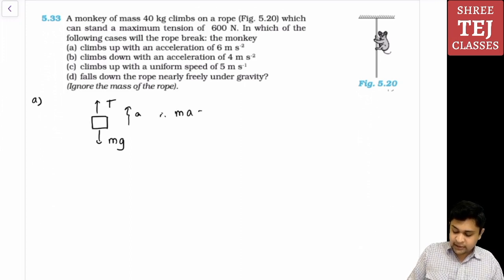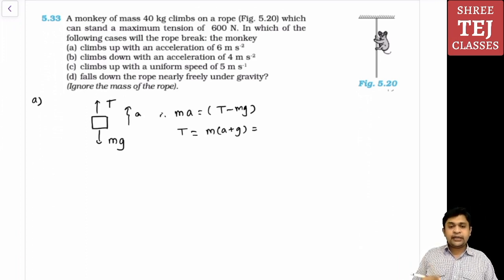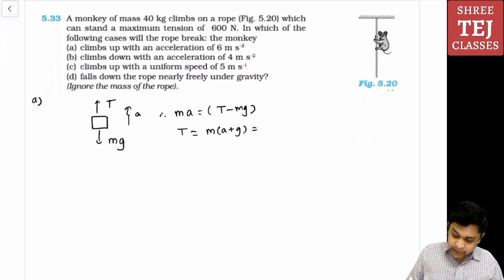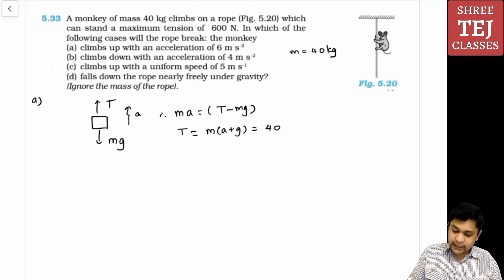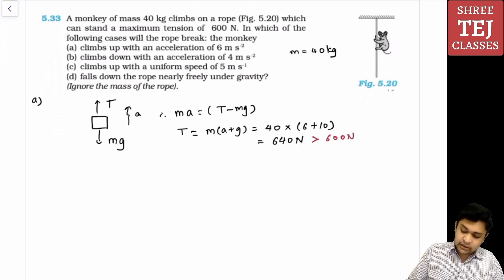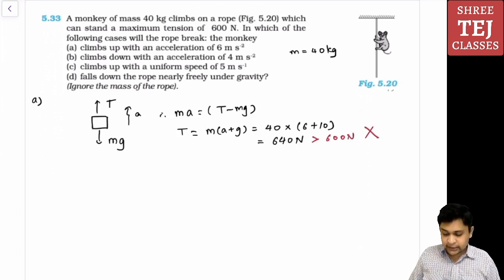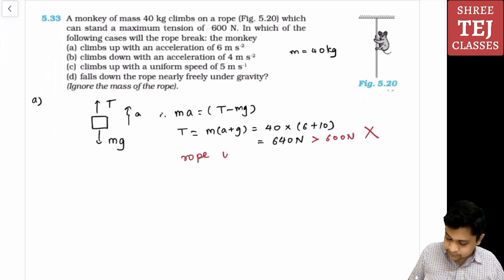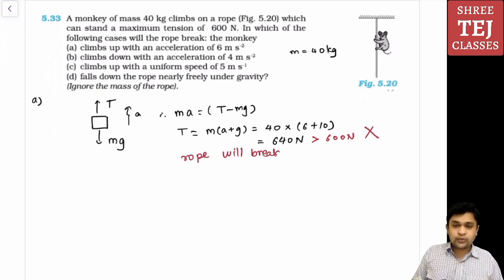Therefore, ma will be T minus mg. Therefore, tension has to be m into a plus g. So let us calculate what would be the tension if the monkey is climbing up with an acceleration of 6 meter per second square. So this would be 40, mass of monkey is 40 kg, multiplied by 6 plus 10, so 16 4s are 64. So it will be 640 Newton. So this is greater than 600 Newton. So it will not be possible. The rope will break.